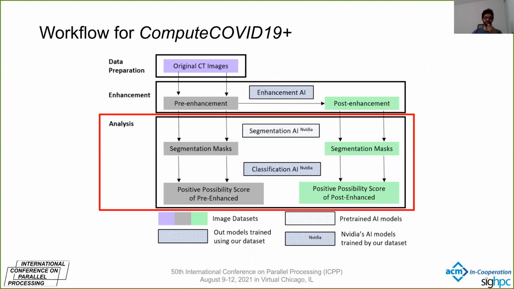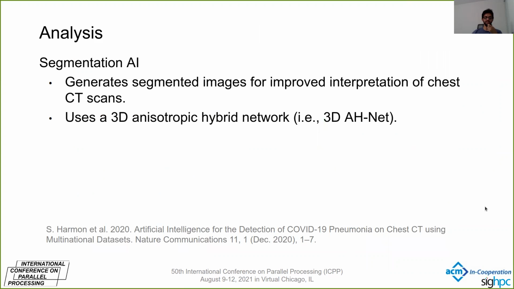The third step in the workflow is image analysis. Image analysis is used for high-precision interpretation of enhanced CT images. Image analysis uses the workflow presented in the reference given in the slide. The first step in image analysis is image segmentation. Image segmentation uses a convolution neural network called the 3D anisotropic hybrid network, which segments the lung region from the input CT image.